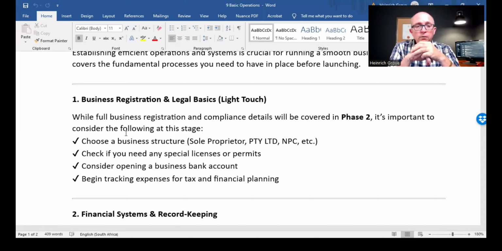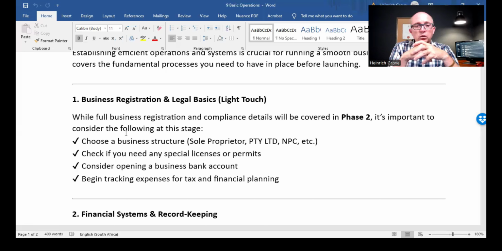So while the full business registration compliance will be covered in detail in phase 2, it's important to consider the following stuff. So choose the business structure: sole proprietors, PTY limiteds, non-for-profits. You'll see that on my YouTube channel, I've got lots and lots of content. There's a series which is called Starting a Business, All You Need to Know.